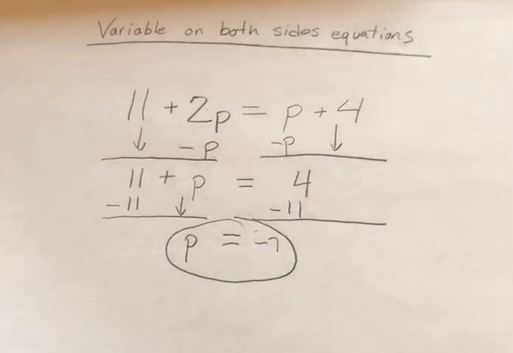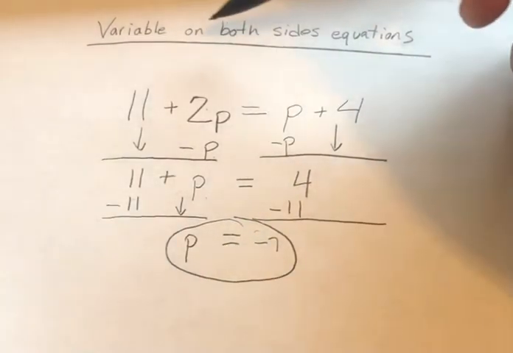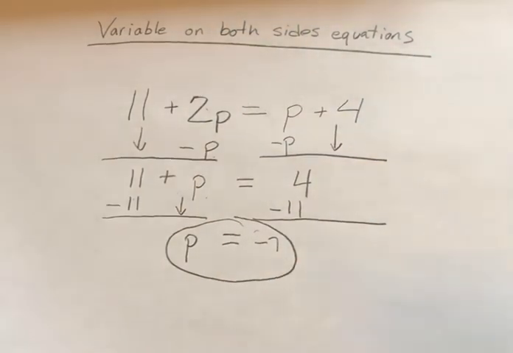Now we've solved for a variable when we have variables on both sides. So let's give one about that difficulty a try.